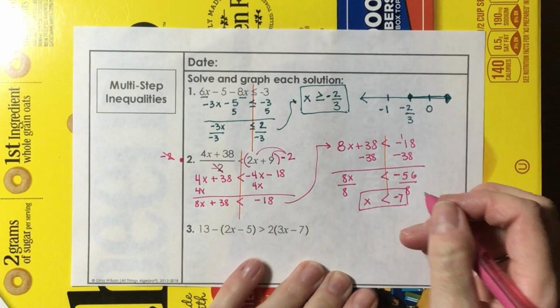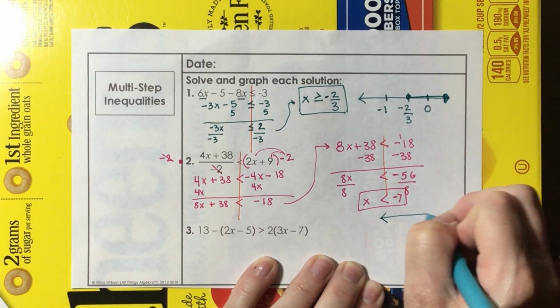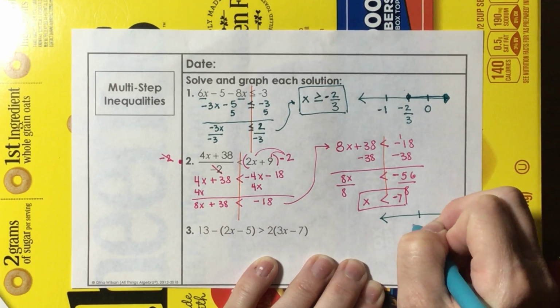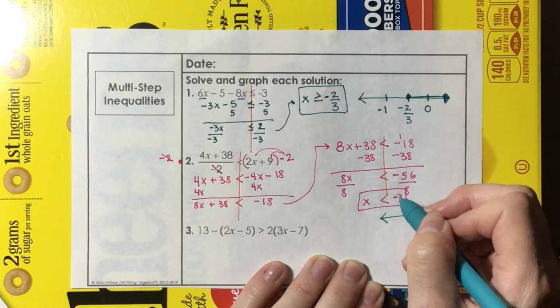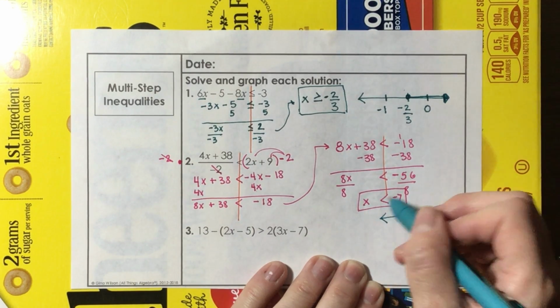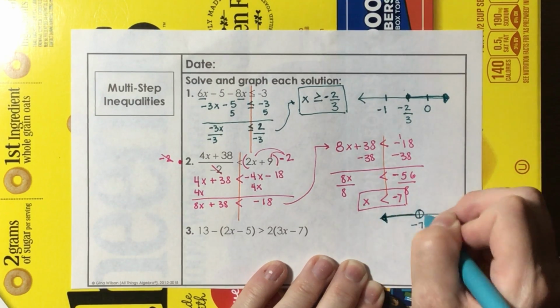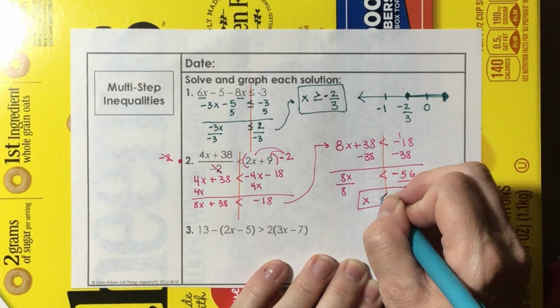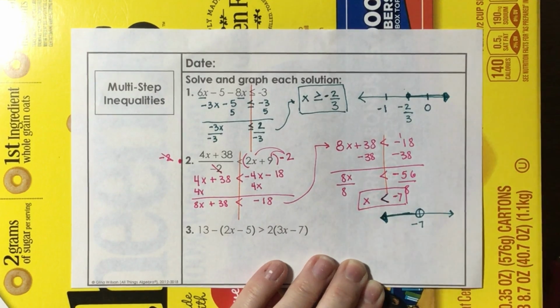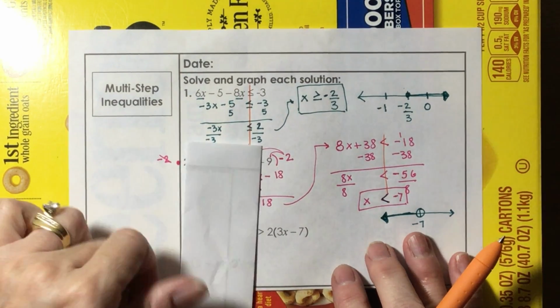And since that is an integer, my number line is easy to do because I only need the one number here. So we have a negative 7. It is not going to include the negative 7, and it's going to be anything less than negative 7. Okay, because remember, this is the same as this side. All right, and last one.